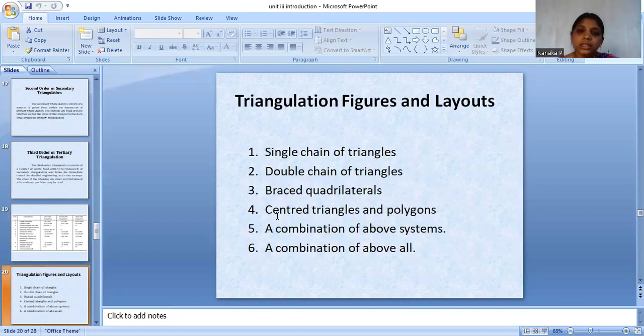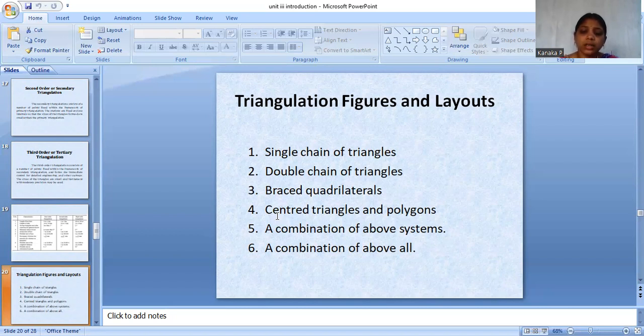So the first one is single chain of triangles. Second one is double chain of triangles. Third one is braced quadrilaterals. Next one is a combination of two systems, a combination of all the above. So these are the triangulation figures and layouts.